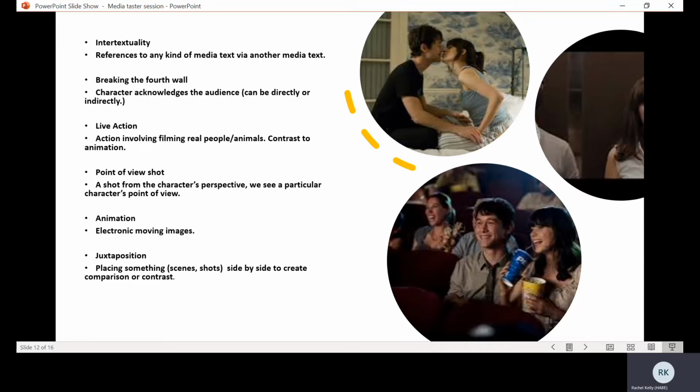Now, so what I want you to look out for in the next clip is intertextuality. References to any kind of media text. Breaking the fourth wall, character acknowledges the audience. Live action, action involving filming of real people. Point of view shot, a shot from the character's perspective. Any animation we might see, and juxtaposition. So I want you to look out for all of those things. And then when you see them, I want you to write them down. I will then go through those and we'll see if you've got what I got.